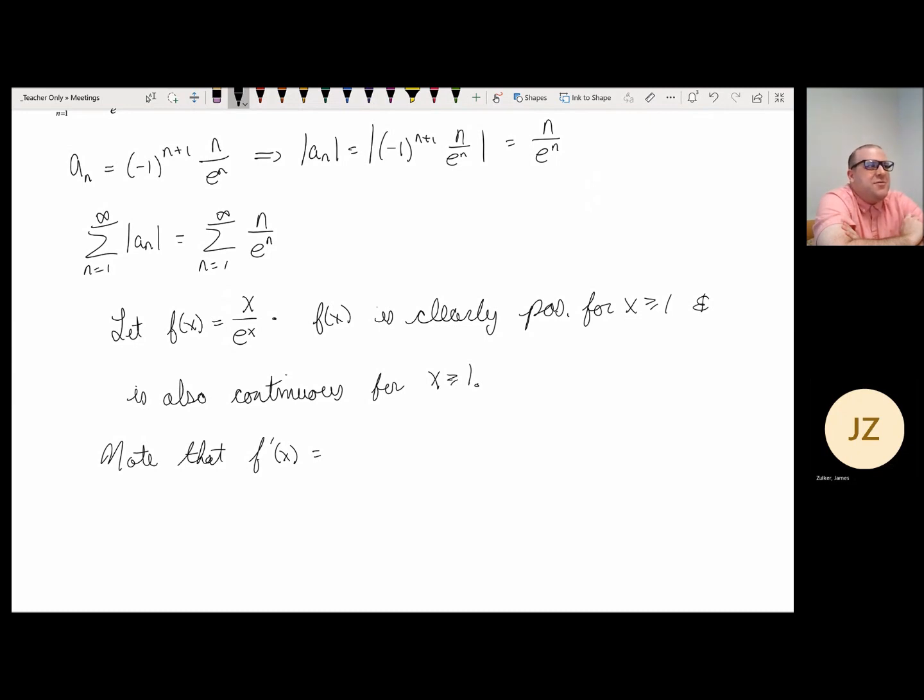I'm just doing this to be safe, because on a test, you'd have to make it clear to me that you know why it's decreasing. Something like 1 over n is obviously decreasing, right? That's an easy argument to make. Something like x over e^x is not as simple to argue, but you can argue that way, yes.